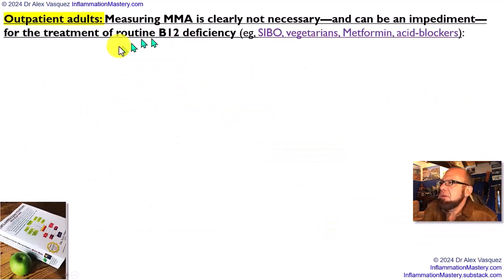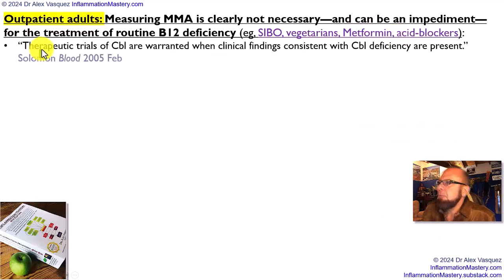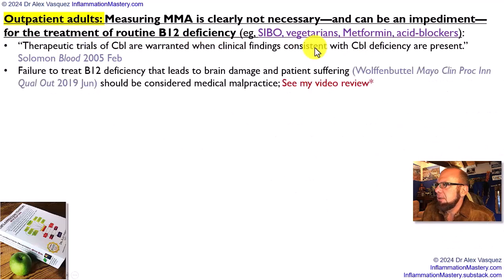So in conclusion, when we're dealing with outpatient adults, measuring methylmalonic acid is clearly not necessary and can be an impediment for the treatment of routine B12 deficiency, as we commonly see in patients who have small intestine bacterial overgrowth, those who are vegetarians, those who are taking metformin, which causes B12 malabsorption, and other drugs, including acid-blocking drugs. Therapeutic trials of B12 or cobalamin are warranted when clinical findings consistent with B12 deficiency are present.